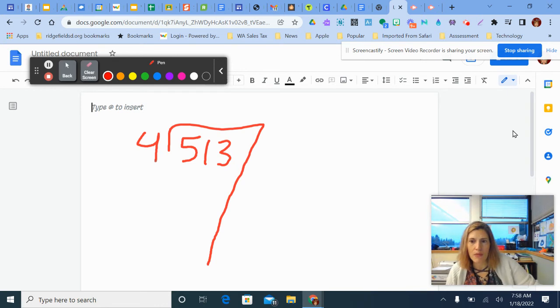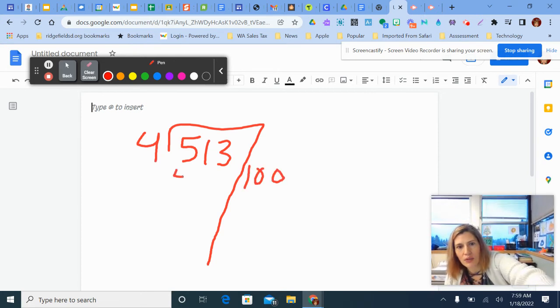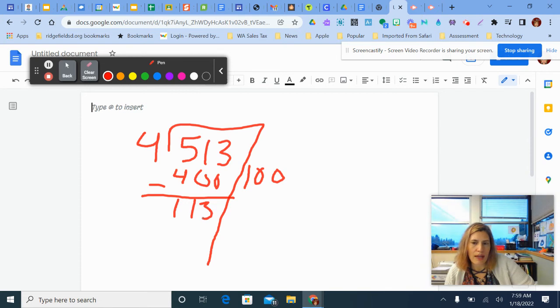So again, I'm going to try to think about how many times can 4 go into 5 or 500. So I know that 4 times 1 is 4, right? So we could do 100, and 4 times 100 is 400. So I'm going to subtract it, and I'm going to get 113. Then I know that 4 times, let's try 20, is 80. Okay, so that would give me a big chunk again.